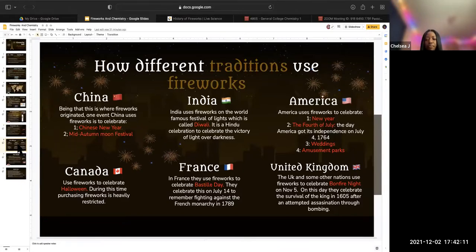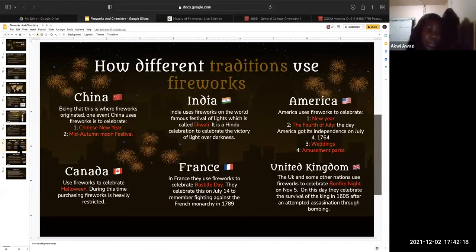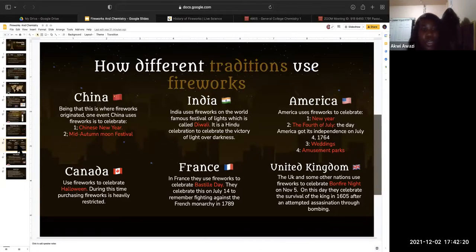So in this slide, we'll be talking about how different traditions use fireworks. Basically, we talk about how fireworks have changed their meaning, from warding off spirits to now being used as celebration. In China, where fireworks originated, some events that use fireworks to celebrate are Chinese New Year and the Mid Autumn Moon Festival. In India, fireworks are used on the world famous festival of lights, Diwali. It's a Hindu celebration of the victory of light over darkness.